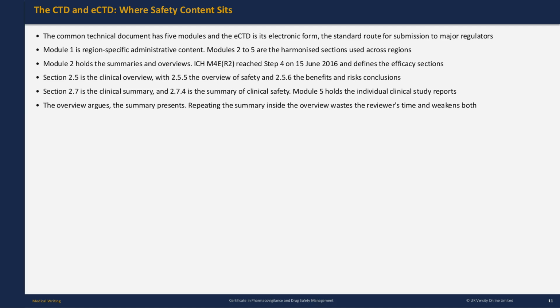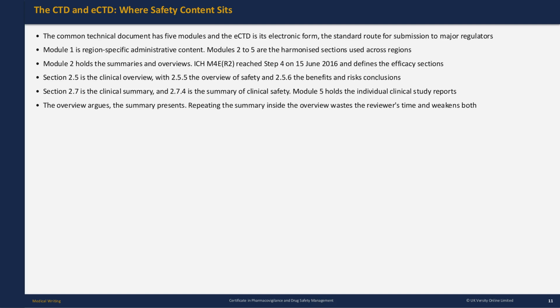The Common Technical Document has 5 modules, and the eCTD is its electronic form, the standard route for submission to major regulators. Module 1 is region-specific administrative content. Modules 2 to 5 are the harmonized sections used across regions. Module 2 holds the summaries and overviews.